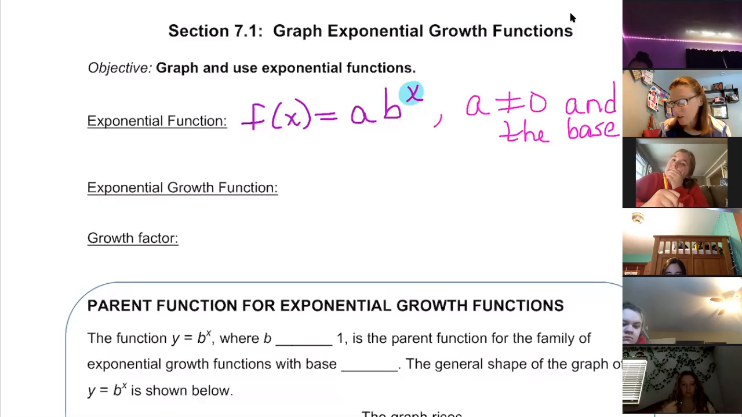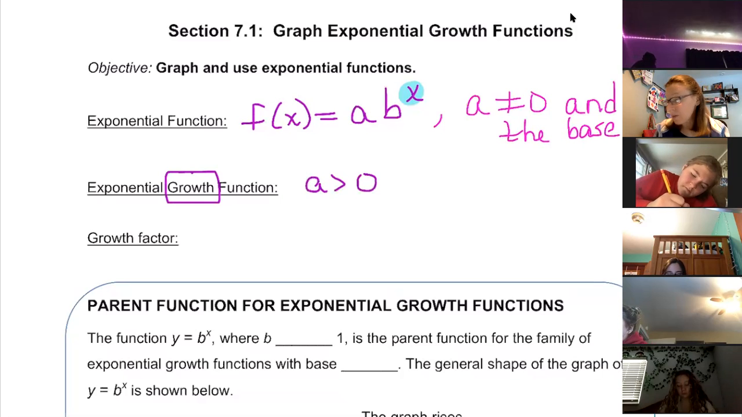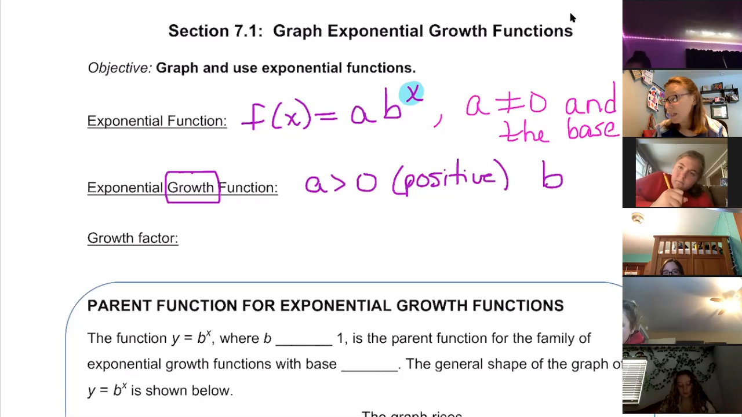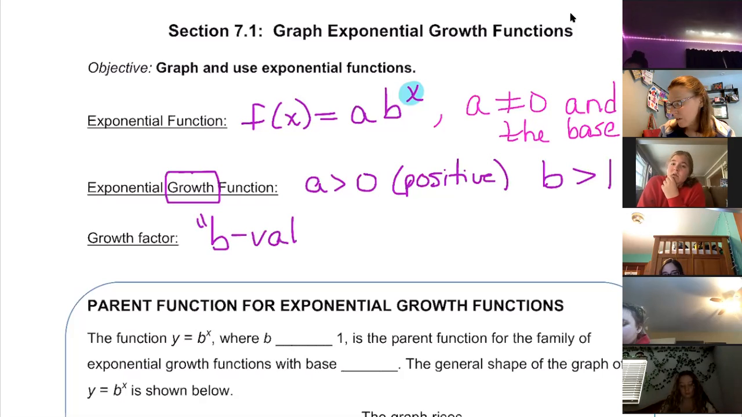To make it a growth function, my a value has to be bigger than 0, meaning it has to be positive. And the b has to be greater than 1. That's going to make it grow. So an exponential growth function, the number in front is positive, and b is greater than 1. The growth factor, how fast or quickly it grows, is the b value. So I can look at an equation and know the rate that it's growing by looking at the value for b.